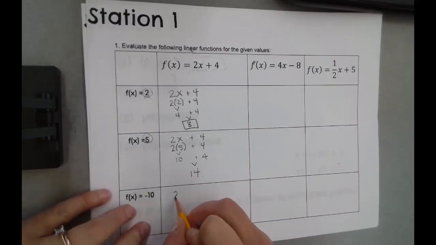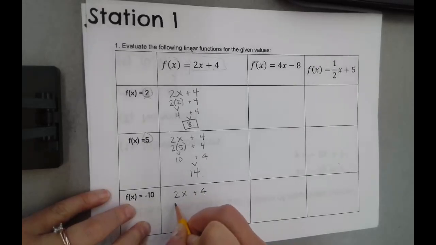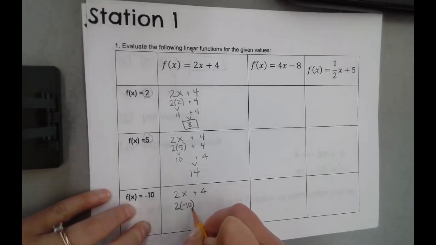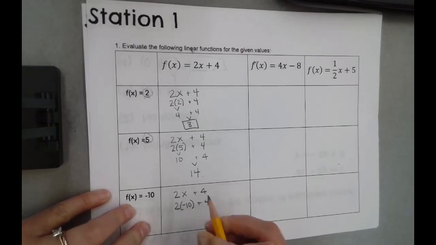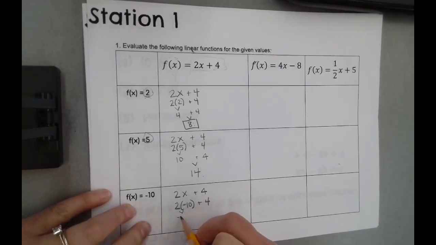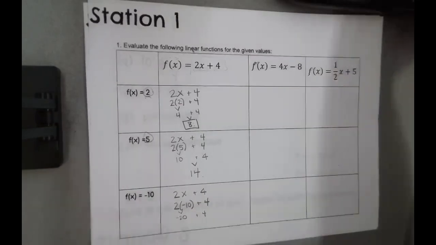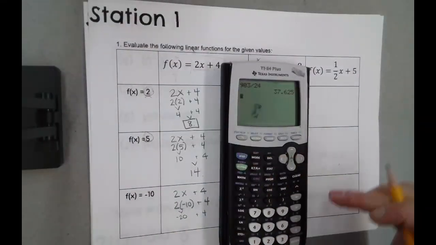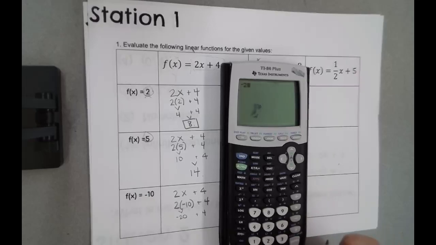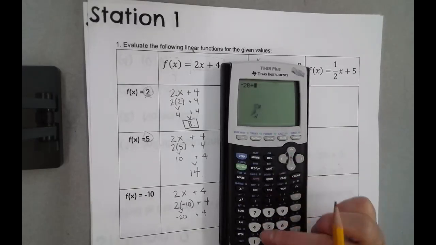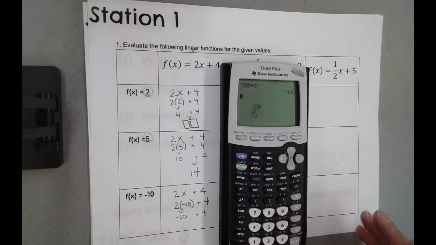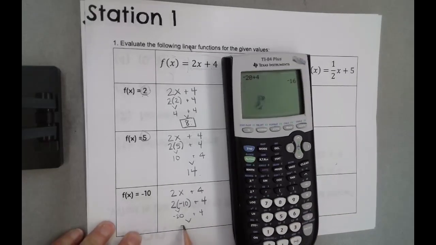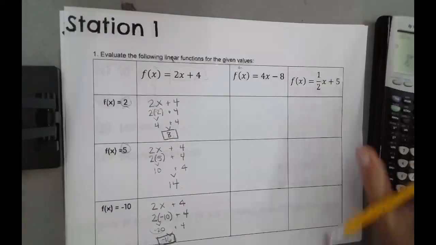And then finally, 2x plus 4 when x is negative 10. Let's see what we get. 2 times negative 10 is negative 20. Plus 4, negative 20 plus 4, be careful. There is no shame in using your calculator. So negative 20 plus 4 is negative 16. Okay, that makes sense, a negative and a positive, it's going to become negative 16. All right, keep going along.